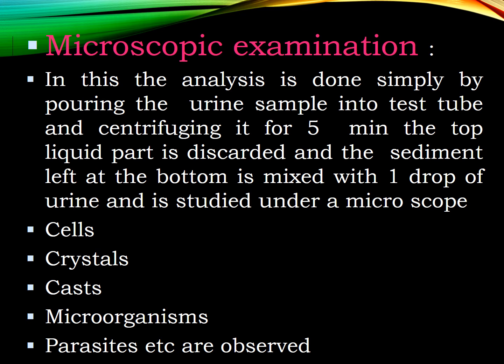The second method of urine analysis is the microscopic examination. In this, the analysis is done simply by pouring the urine sample into a test tube and centrifuging it for 5 minutes. The top liquid part is discarded and the sediment left at the bottom is mixed with 1 drop of urine and is studied under a microscope to determine the presence of cells, crystals, casts, microorganisms and parasites in the urine sample.